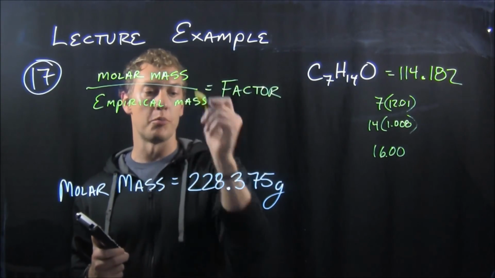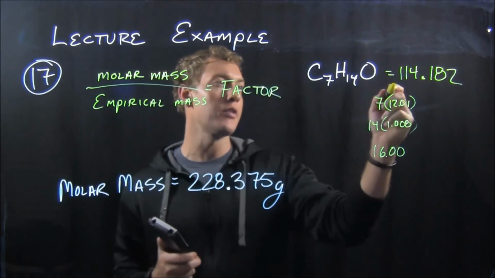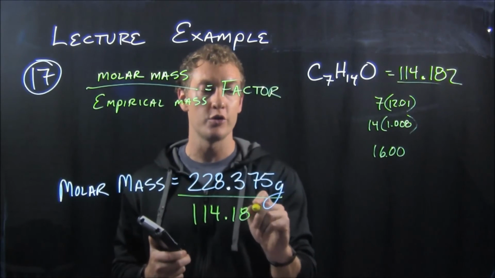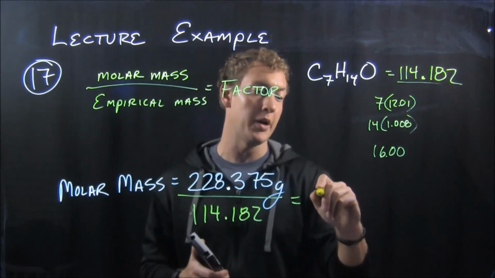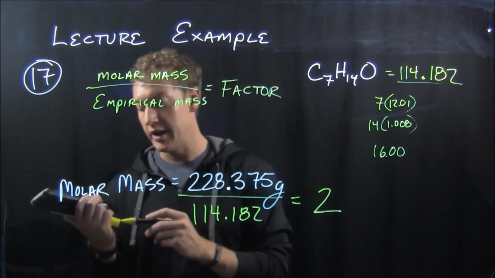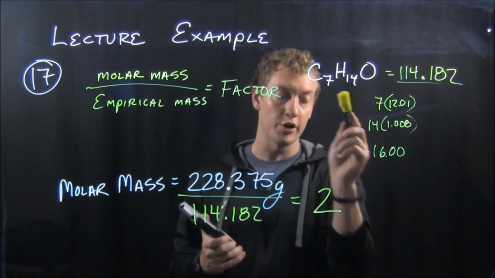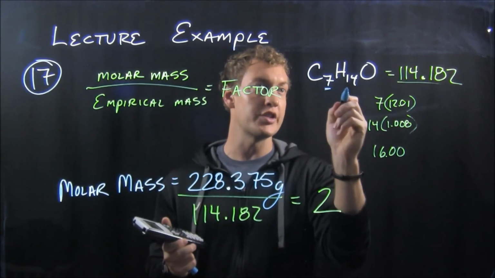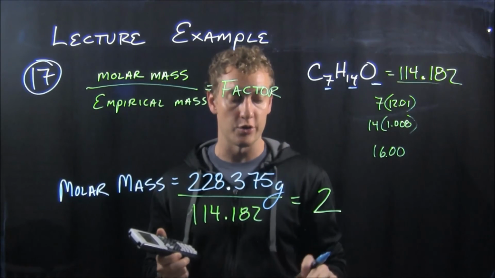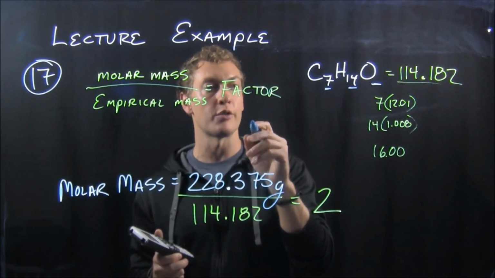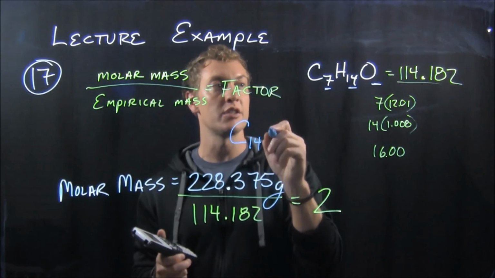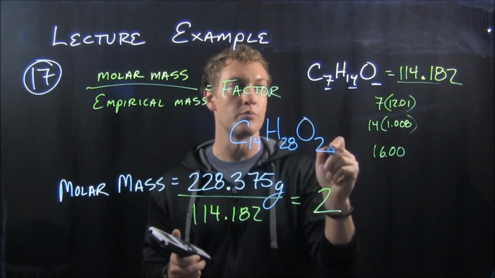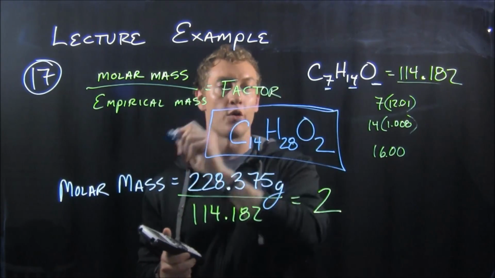So working our formula, the molar mass is 228.375. We found the empirical mass to be 114.182. And so dividing those, it's going to come out to be a factor of 2. That means to go from this empirical formula to the molecular formula, all of these subscripts will get multiplied by 2, leaving us with a molecular formula of C14H28O2. And that would be our molecular formula.